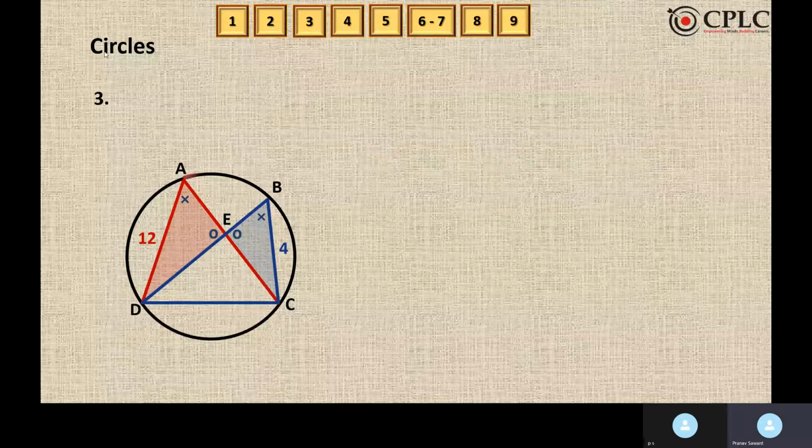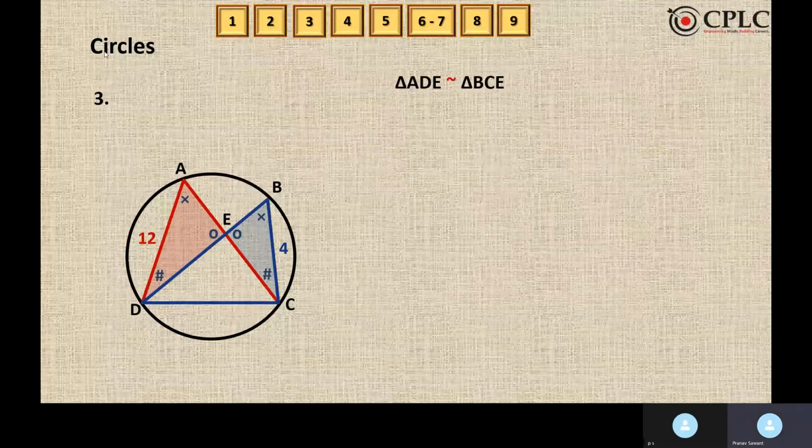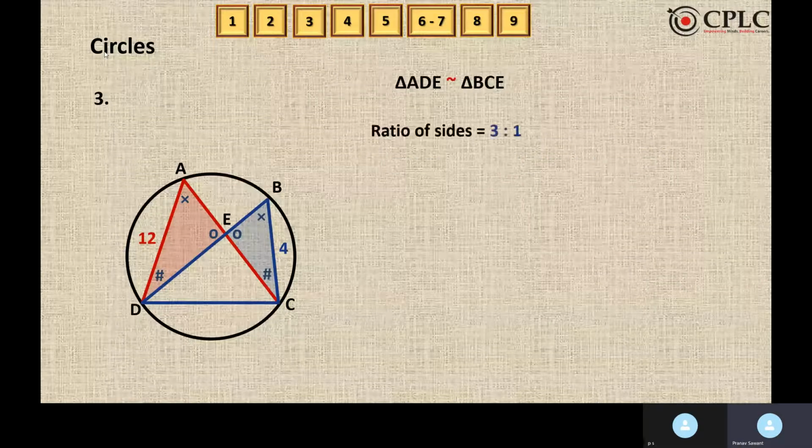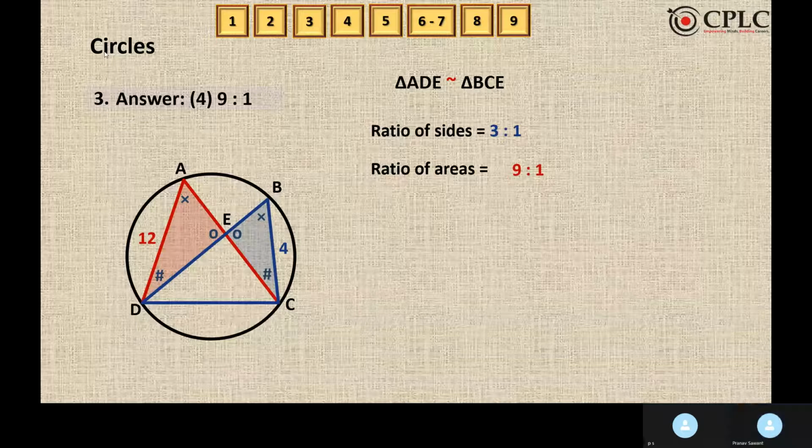So, let's apply the property of similar triangle. So, ratio of side is 3 is to 1, as it's 12 is to 4, right? So, 12 is to 4 is 3 is to 1. Area is going to be square of the ratio of sides. By applying this property, we'll get 9 is to 1 as the answer.